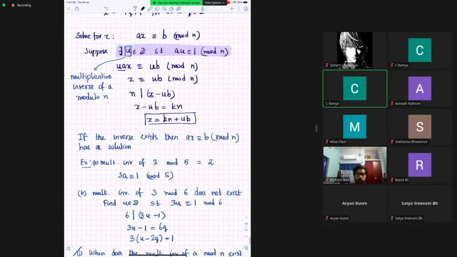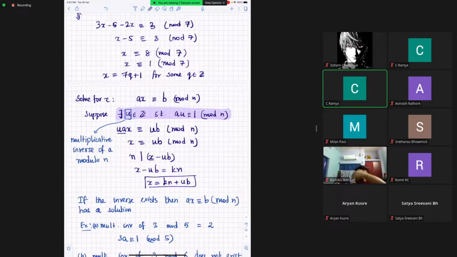We saw this thing: you are given a congruence ax congruent to b mod n, and you want to find x such that this is true. Does it exist? Does it not exist? What's the condition under which it exists? If it exists, can you use the multiplicative inverse to find it? And maybe the multiplicative inverse does not exist, but can you still solve the congruence?